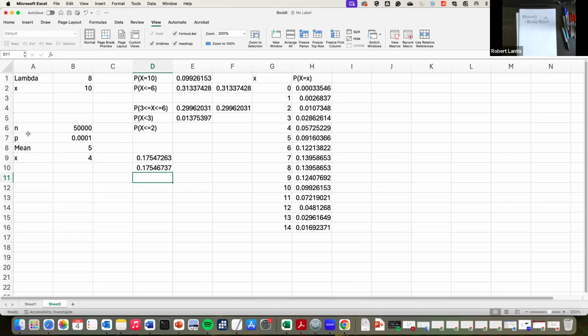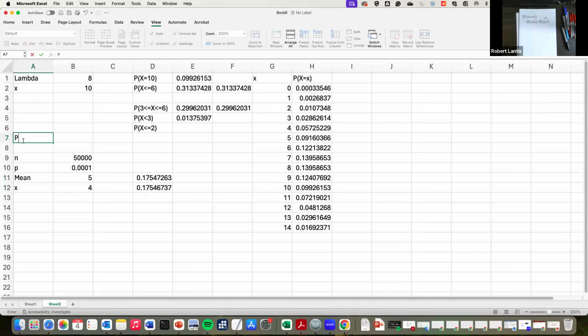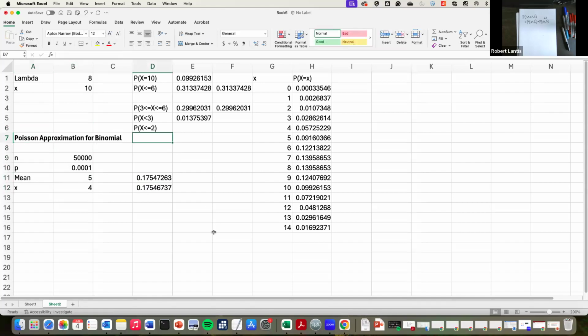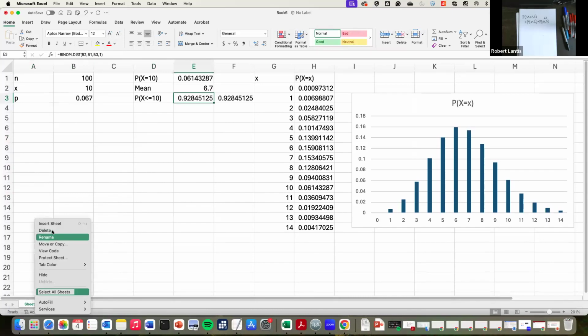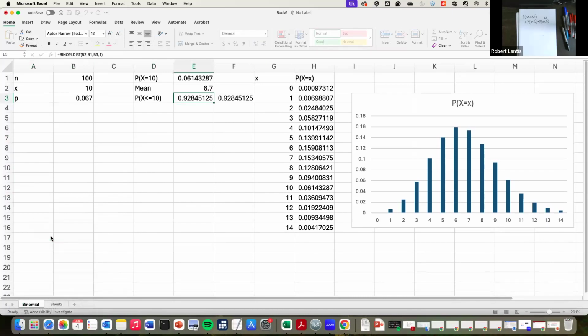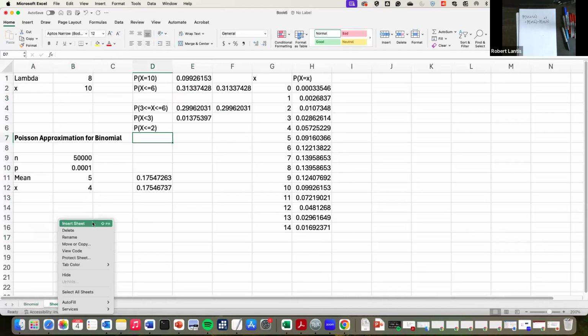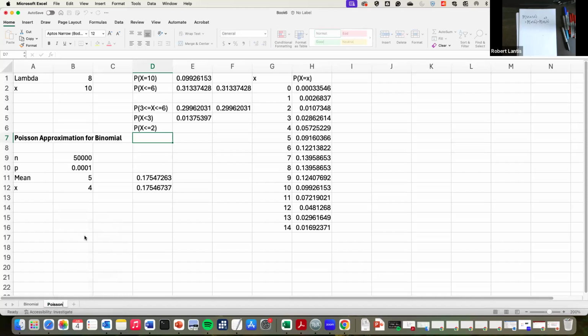I'll add in here, so that when you're reviewing this, here's our Poisson approximation for the binomial distribution. And then I'll have this work over here as well. So we'll label this binomial, and we'll label this Poisson. So you'll have this for review when you go to complete your homeworks and Excel homeworks and eventually your exams.